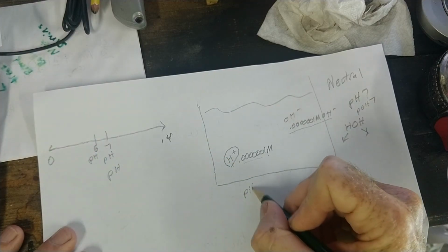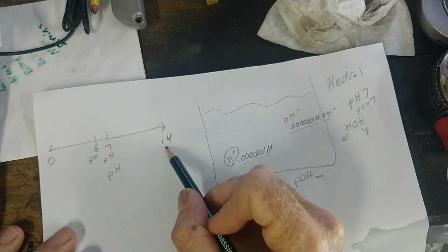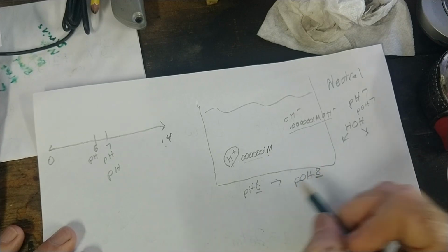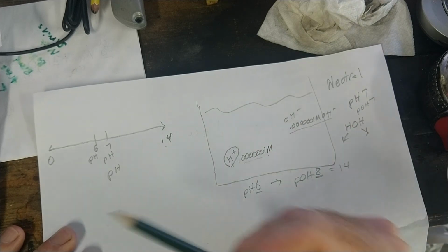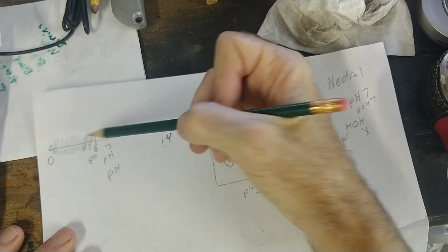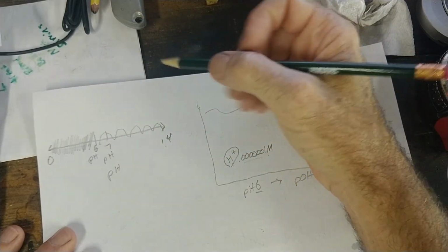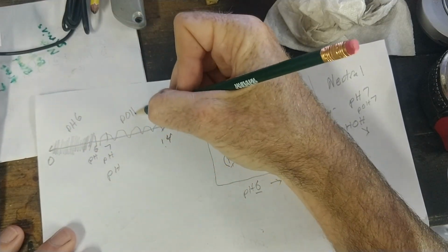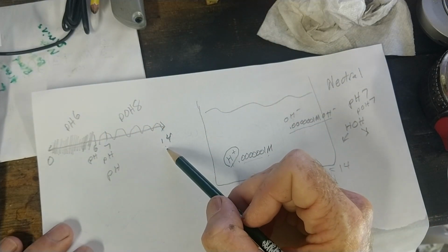But for you to have a pH of 6, you have to have a pOH of what? If the scale only goes up to 14, you'd have to have a pOH of 8, because 6 plus 8 equals 14. The pH and the pOH always add up to 14. Now look what that means. That means if you have this much pH up to 6, then the rest of the 14 is going to be the pOH. So if the pH is 6, the pOH is 8. They complement each other. They add up to 14.